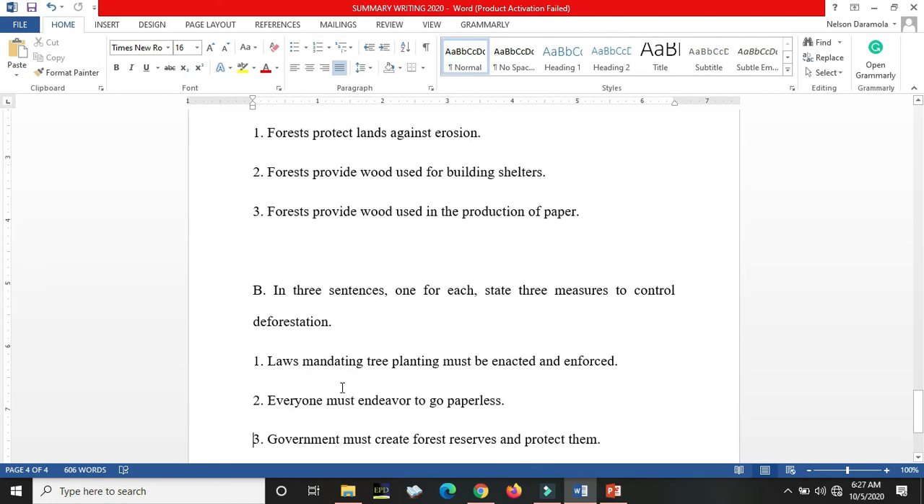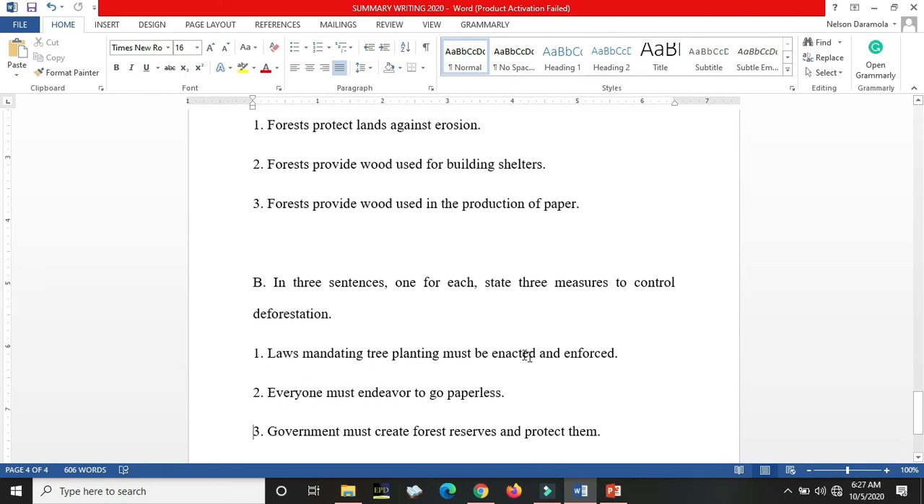So the next one, we have laws mandating tree planting must be enacted and enforced. Everyone must endeavor to go paperless. Government must create forest reserve and protect them.